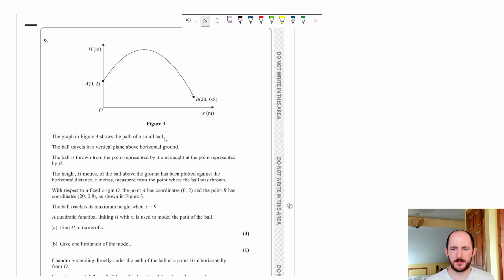Figure 3 shows the path of a small ball. The ball travels in a vertical plane. It's thrown from this point, height h, cool. And basically they're giving us a quadratic function.